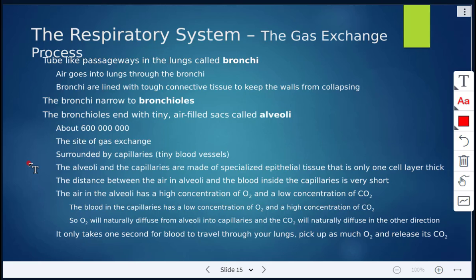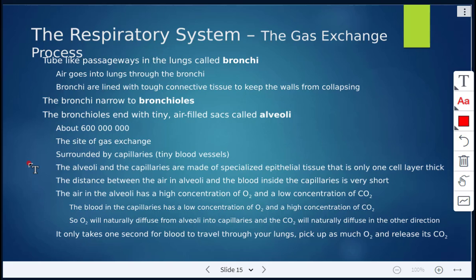So these alveoli, they're surrounded by capillaries, which are tiny blood vessels, and the alveoli and the capillaries, they're made of specialized epithelial tissue that's only one cell layer thick. And that's very important because that allows air in the alveoli and the blood inside the capillaries. The distance is therefore very short, so gas exchange can occur very rapidly.